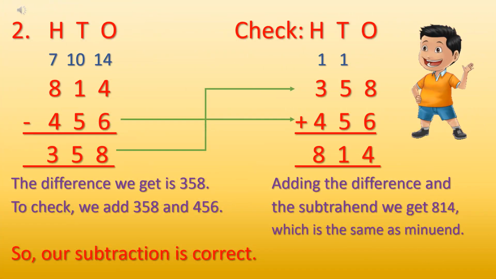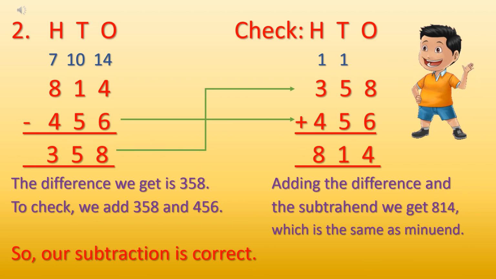Now our next example is 814 minus 456. Now in this sum we will need to regroup when we subtract it. So 814 minus 456, here 814 is minuend, 456 is subtrahend, and we have to find the difference. So 4 minus 6 is not possible, so we will borrow from tens. So after borrowing, 4 will become 14, and 14 minus 6 is equal to 8.